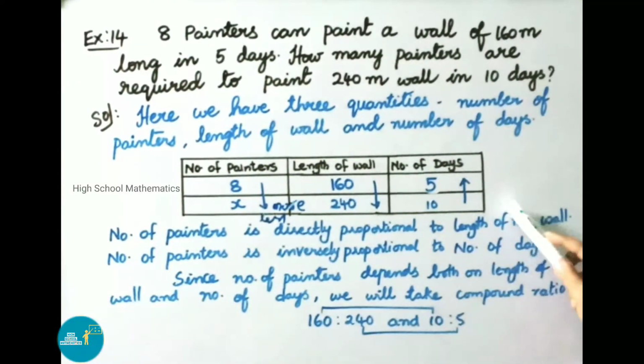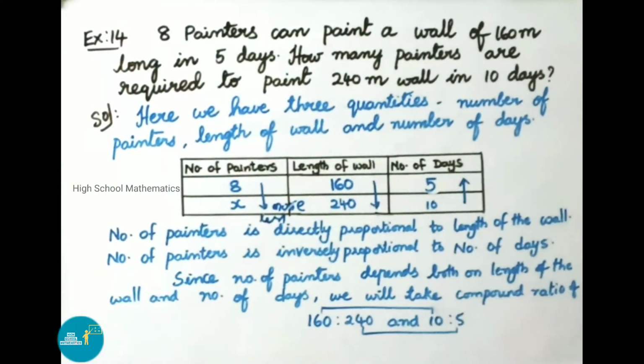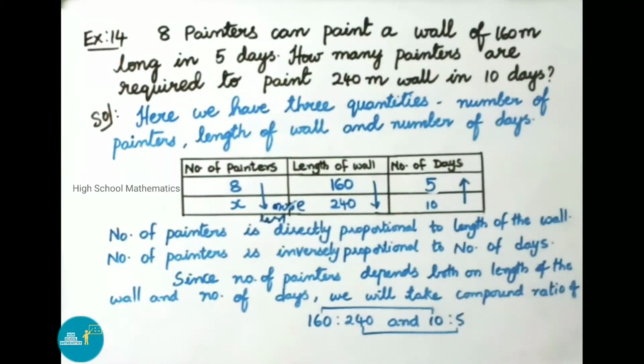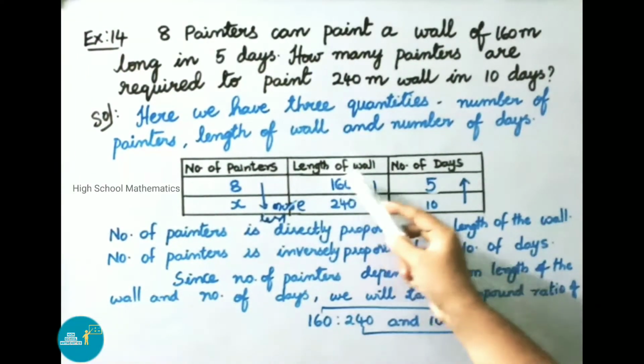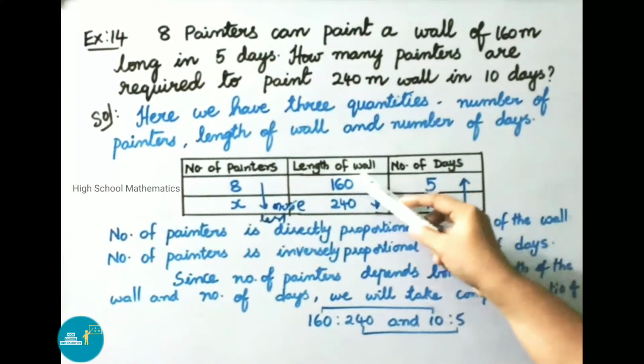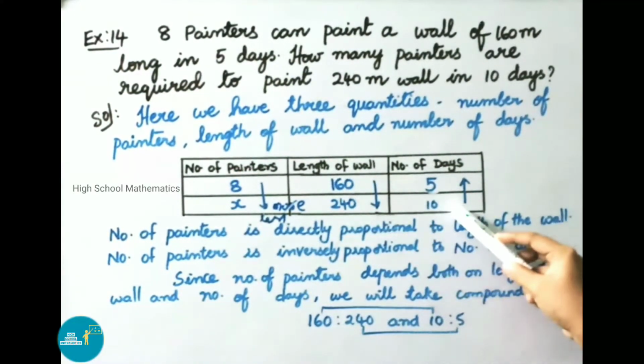Now, based on this tabular form only, we are going to solve the sum. See here, the number of days is inversely proportional, so we denote this with an upward arrow. Since the number of painters depends upon the length of the wall and the number of days, we will take the compound ratio of the length of the wall and the number of days. So based on these arrows, we are taking the compound ratio, that is 160 is to 240 and 10 is to 5.